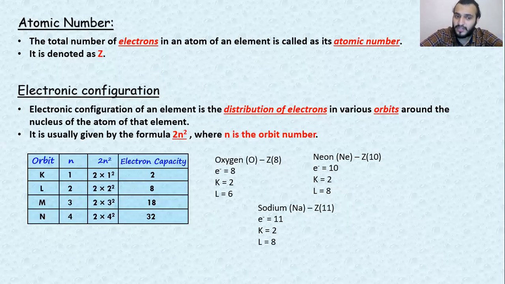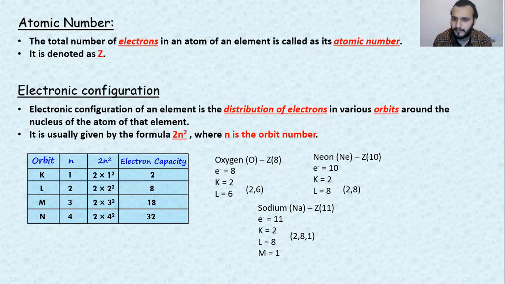So in the second shell, 8 electrons are occupied. And now for sodium, one more electron is left. So that one electron will go to the third shell. And with this, we get the electronic configuration of sodium also, that is 2, 8, 1. So here we have discussed how to write electronic configuration. For oxygen, it is 2, 6. Neon, it is 2, 8. And sodium, it is 2, 8, 1.